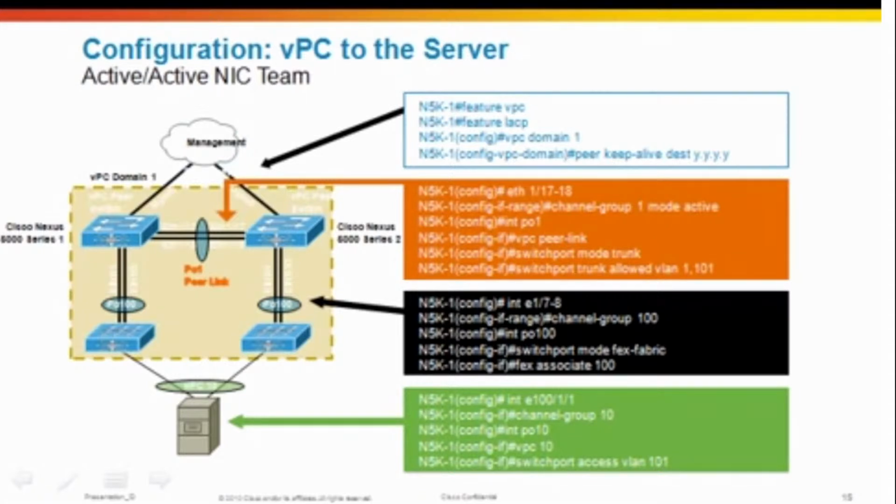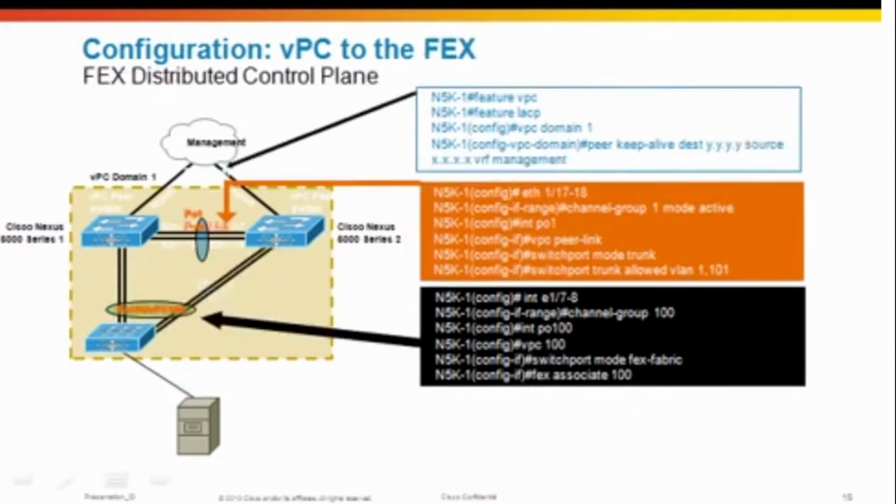Now let's move forward and talk about VPC to the FEX, where one FEX will have links to each 5K. So in case of failure of one of the 5Ks, the FEX and the servers connected to it will still have connectivity. The first two steps are the same. Configure your VPC domain and your peer keepalive, and configure your peer link.